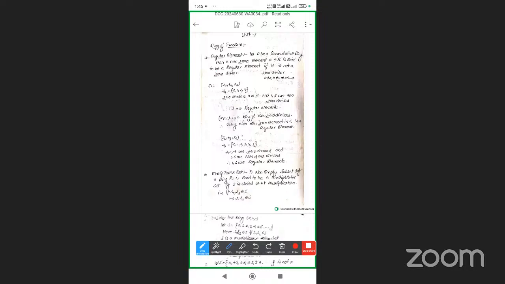What is not a zero divisor? Suppose Z4, addition modulo 4, multiplication modulo 4. Z4 is equal to 0, 1, 2, 3. Here, an element is a zero divisor when its GCD with 4 is something not equal to 1. For 2 and 4, the GCD is 2.